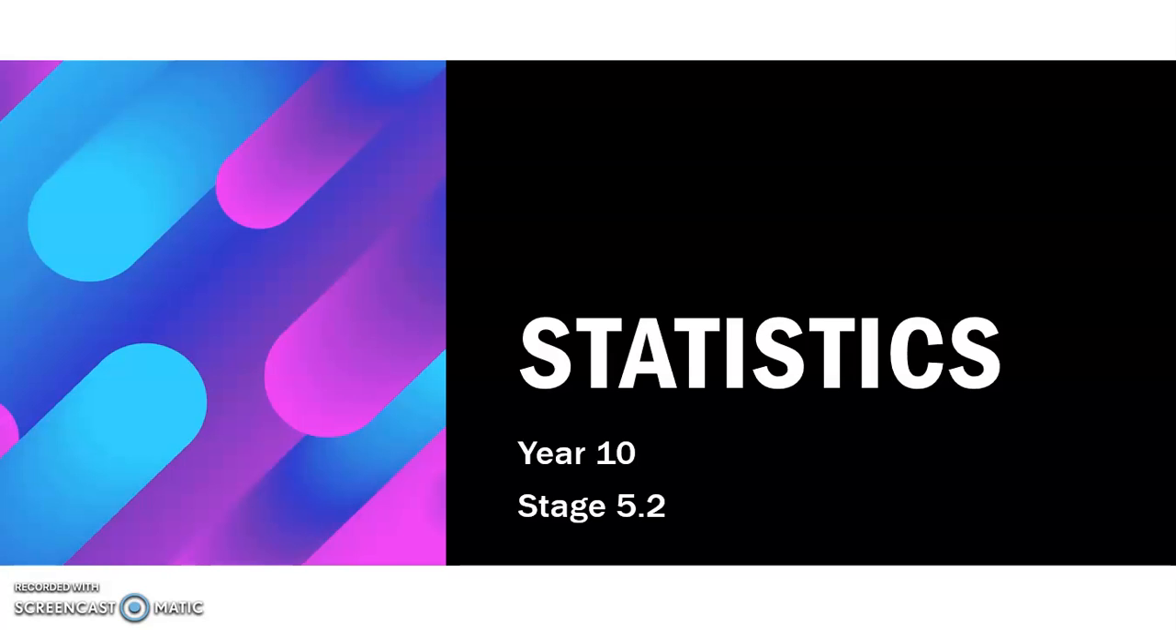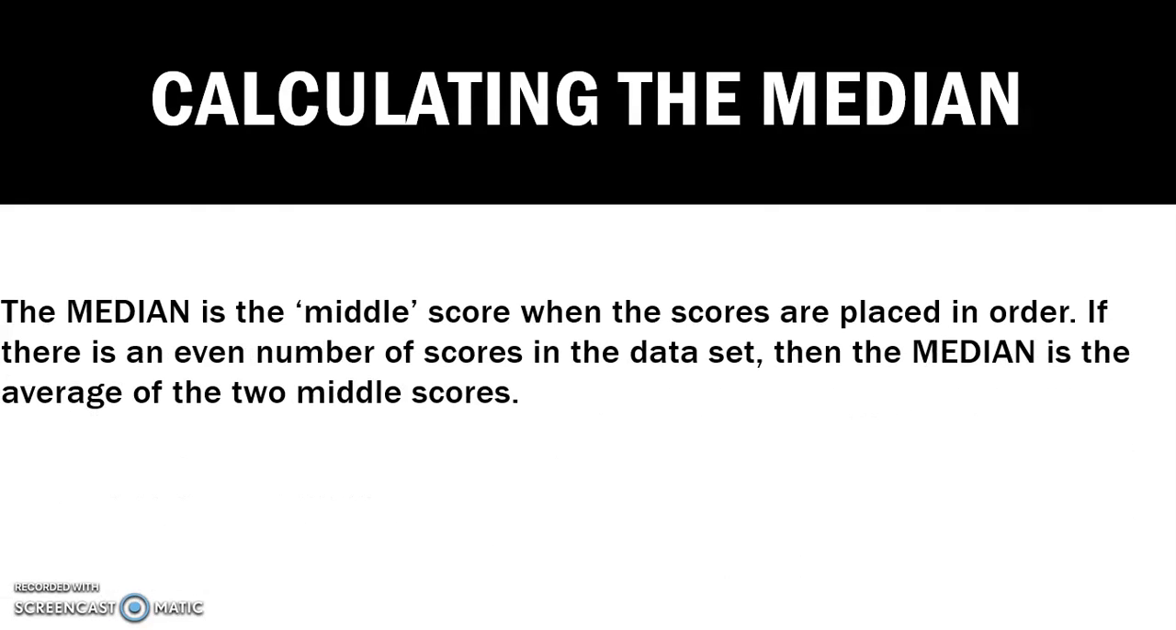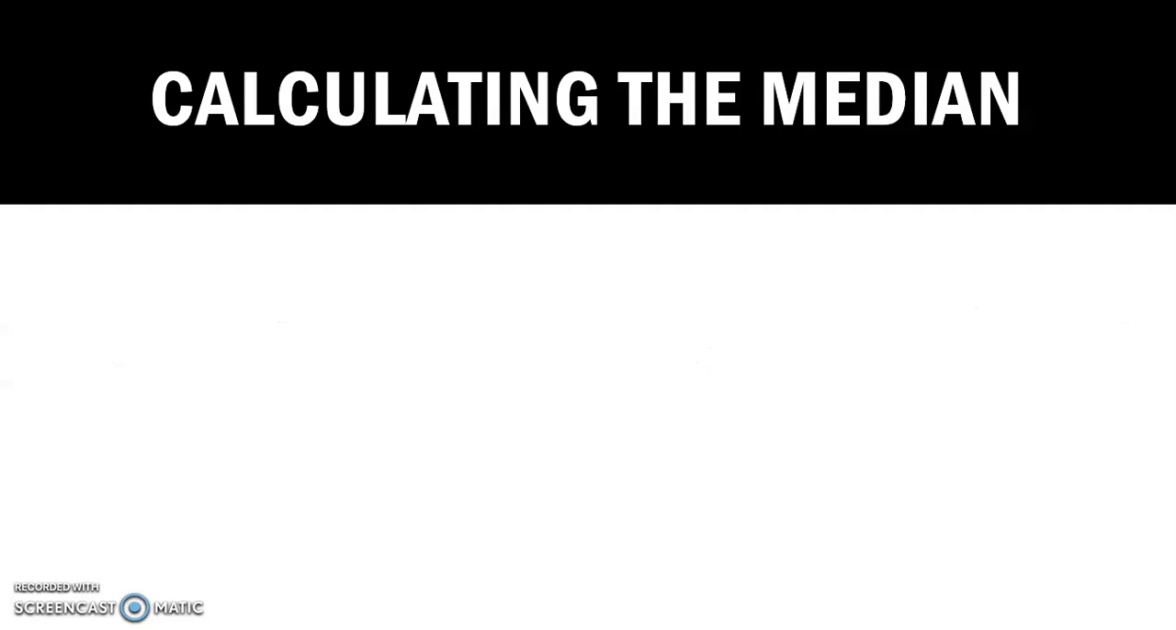Hi Year 10, today we're looking at reviewing statistics, and what we're going to look at today is calculating the median. So the median is the middle score when the scores are placed in order. If there is an even number of scores in the data set, then the median is the average of the two middle scores. So let's look at some examples.